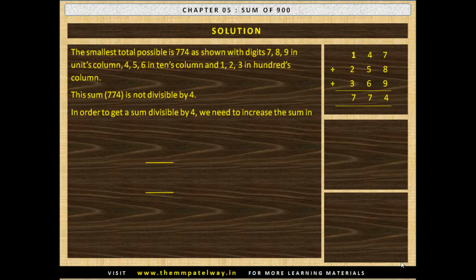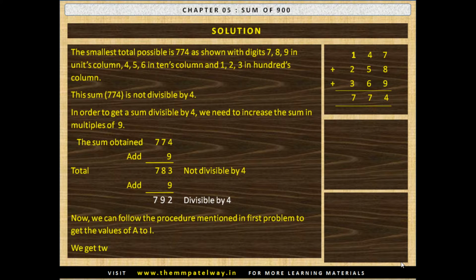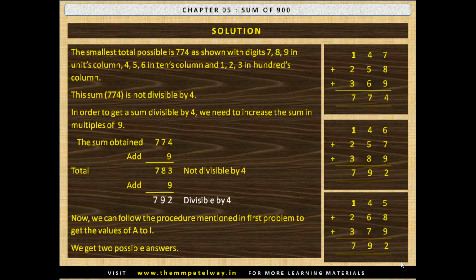In order to get a sum divisible by 4, we need to increase the sum in multiples of 9. The sum obtained is 774, add 9 and we get 783, which is not divisible by 4. We again add 9 and we get 792, which is divisible by 4. Now we can follow the procedure mentioned in the first problem to get the values of A to I. We get 2 possible answers, which are shown. The first one, and the second one.